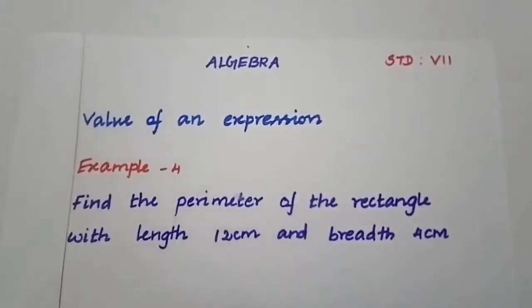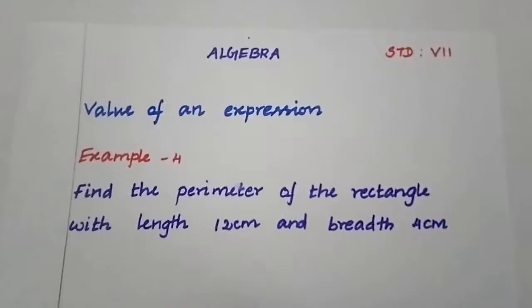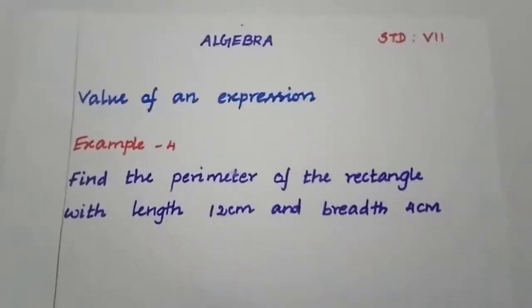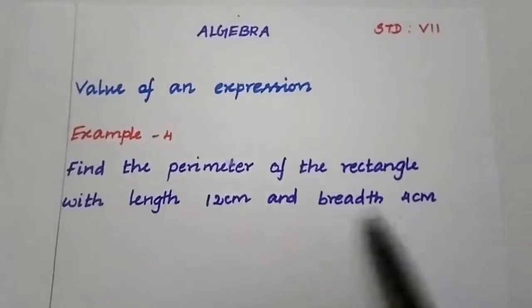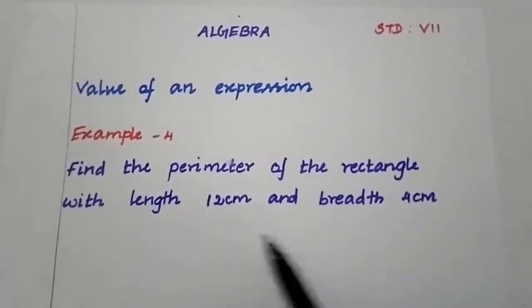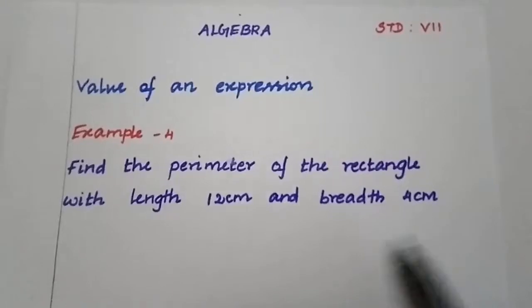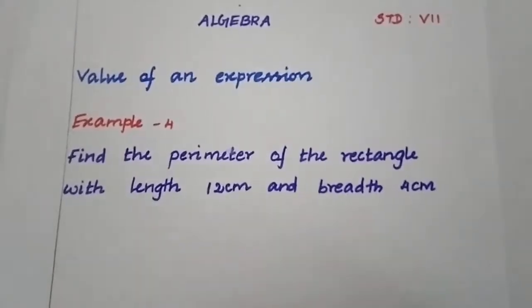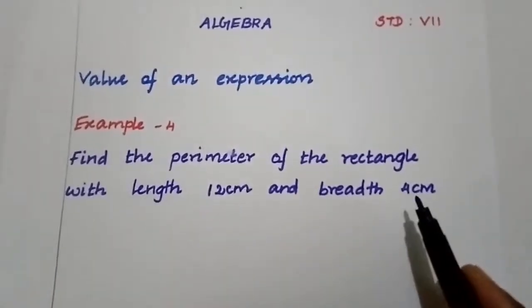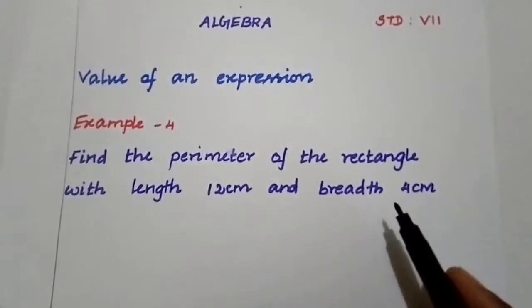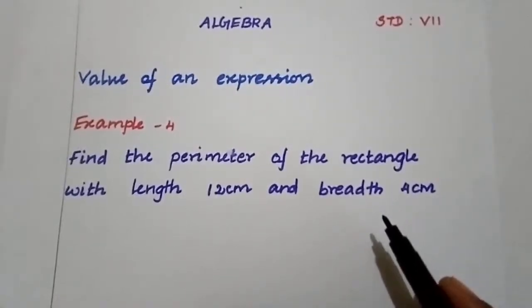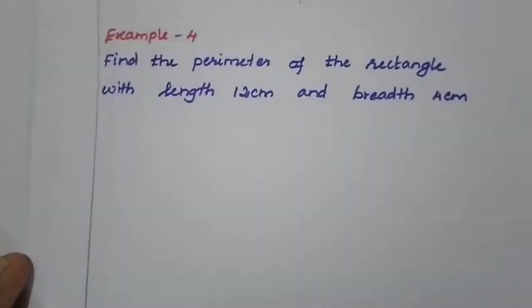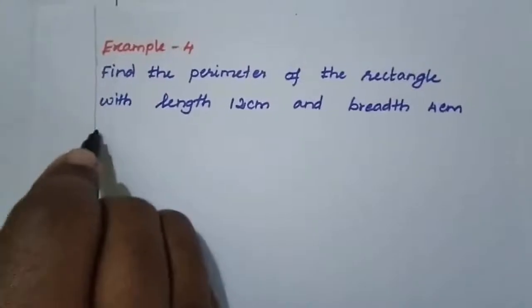So as a continuation of that, in today's class we are going to solve problems. Example 4. Find the perimeter of the rectangle with length 12 cm and breadth 4 cm. So what's the formula to find the perimeter of the rectangle? Yes. Perimeter of the rectangle is equal to 2 times (length plus breadth). Let us solve this one.